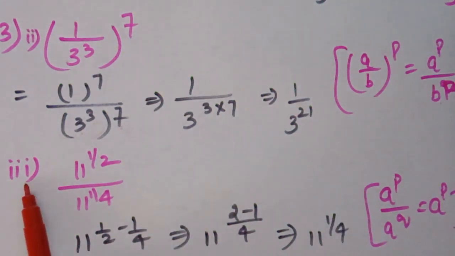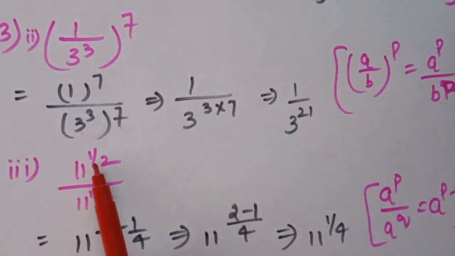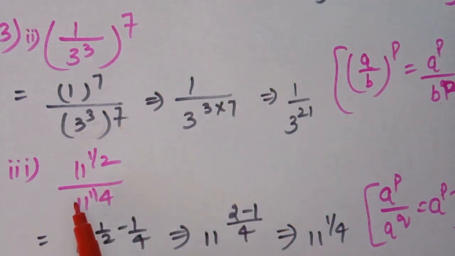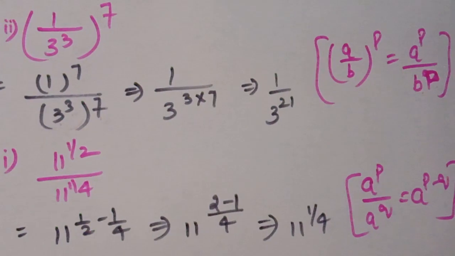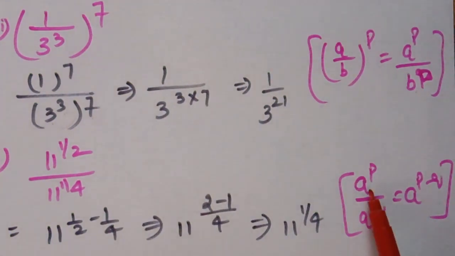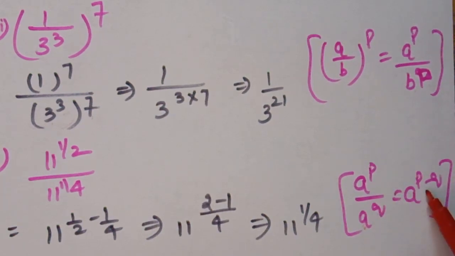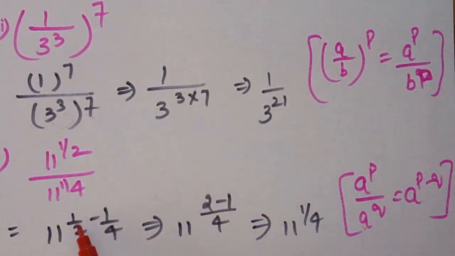Third question, third part: 11 raised to the power 1 upon 2 divided by 11 raised to the power 1 upon 4. We know this law: when the same base with different powers is in the division process, the powers will be subtracted. So 11 raised to p minus q, 1 upon 2 minus 1 upon 4. We will take the LCM and this is our answer.